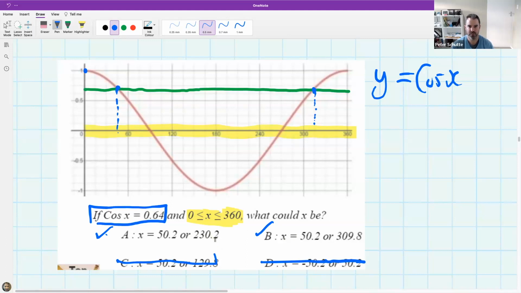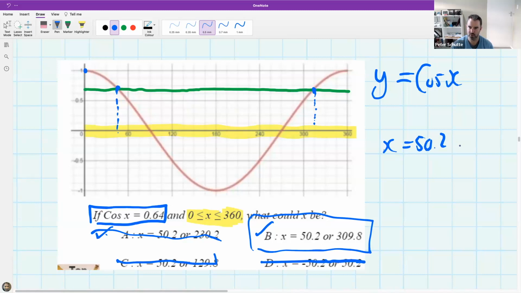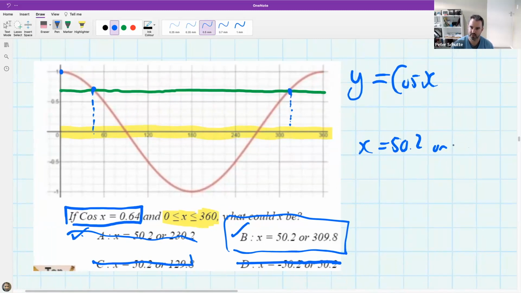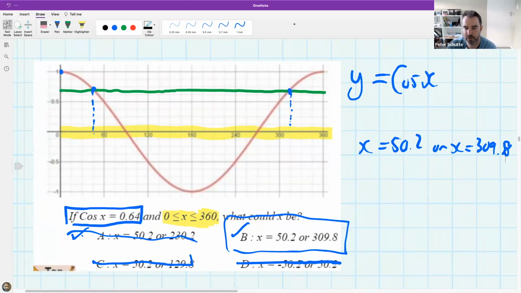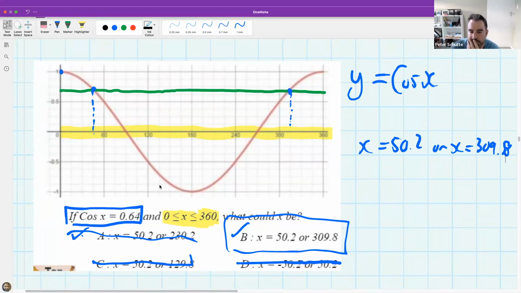But 230 would be somewhere around there, which doesn't fit. So that goes as well. And the correct answer would be B. And so the solution to this equation would just be x is 50.2, or x is 309.8. Now, you could have solved that using trig equation methods I taught you in the last lesson, or visually, you could have just seen that part. Thumbs up if you followed that, thumbs down if you didn't.